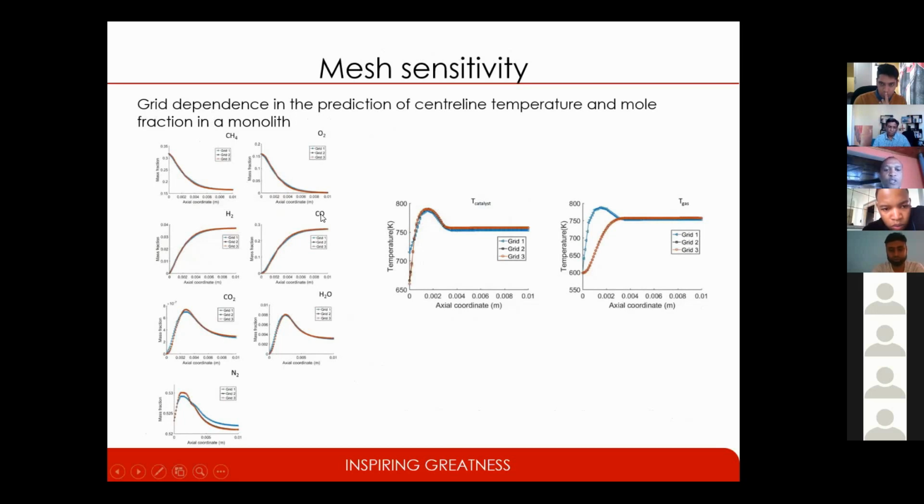In this case, I've shown the results for the mass fraction profiles for the reactants and the products, and also the temperature of the catalyst and the temperature in the gas phase. So when your temperature no longer changes as you change the number of cells, or if you refine your mesh, or if your truncation error is 0, then you are sure that your solution will be consistent. It's no longer grid dependent. So this was the first step that we did before we could actually get into solving the problem.